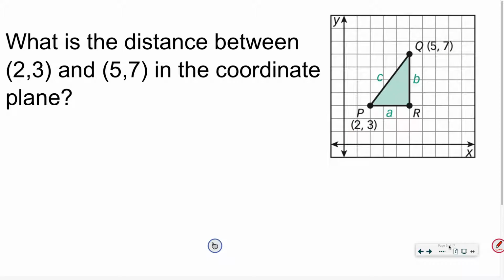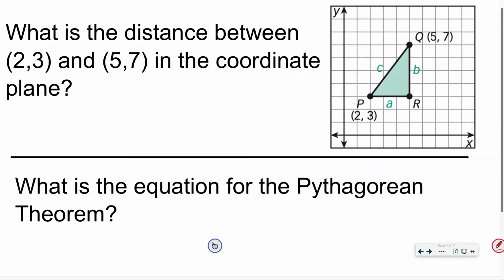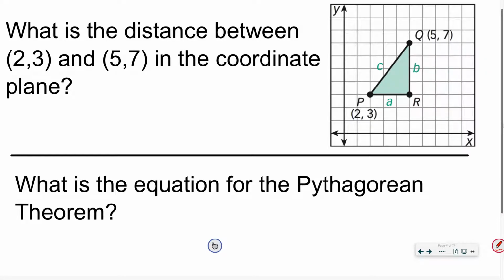We are going to find the distance here between this point P and this point Q. Now, what's the problem with just trying to find the distance from here to here? Can I do that without a ruler? No, I need to figure something else out. So I can actually use the Pythagorean theorem. Remind me, what is the formula or the equation for the Pythagorean theorem? A squared plus B squared equals C squared.